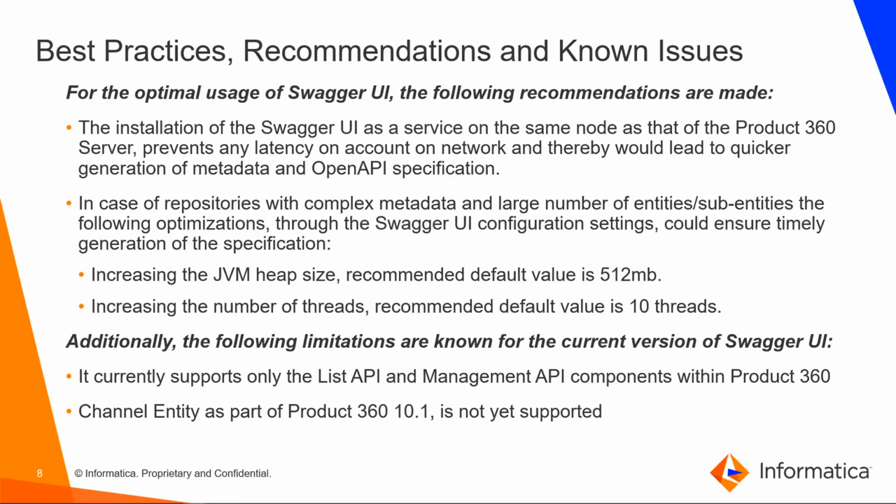Let's discuss some best practice recommendations and known issues in Swagger UI. For optimal usage of Swagger UI, the following recommendations are made. The installation of Swagger UI as a service and the P360 server service should be on the same node because it prevents any latency in the network and also leads to quicker generation of metadata and OpenAPI specification. In case of a repository with complex metadata and a large number of entities or sub-entities, the following optimizations are made through the Swagger UI configuration setting. That is, we can increase the JVM heap size and we can also increase the number of threads, which is recommended.